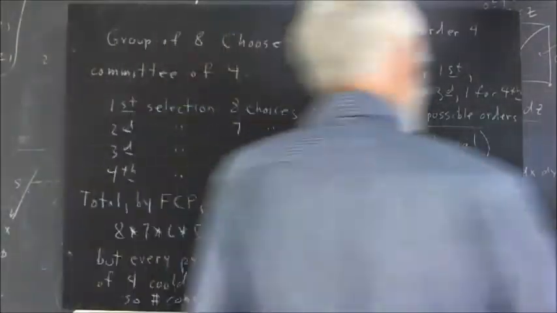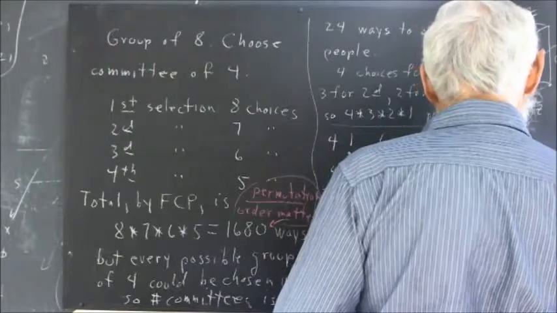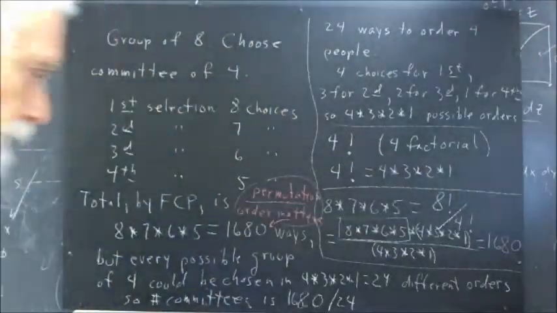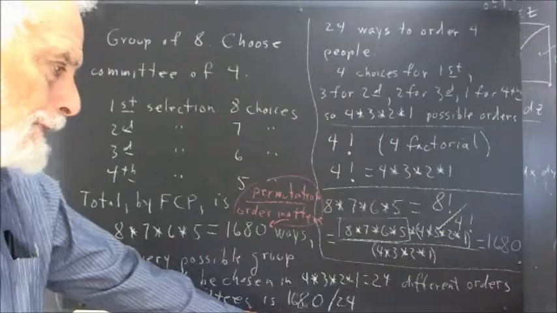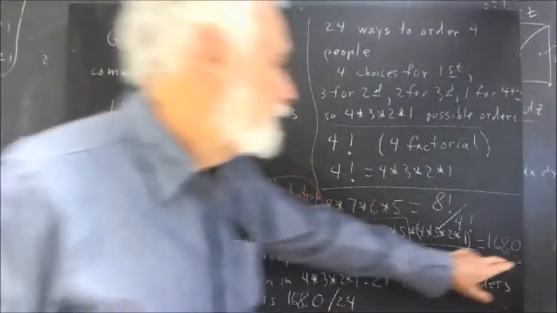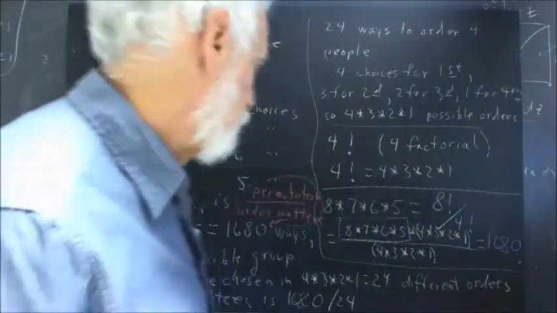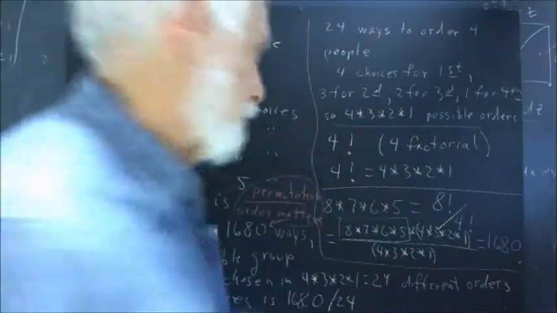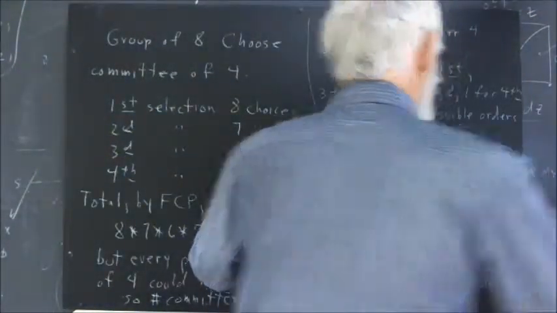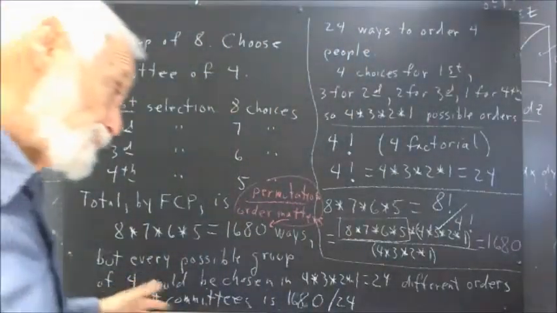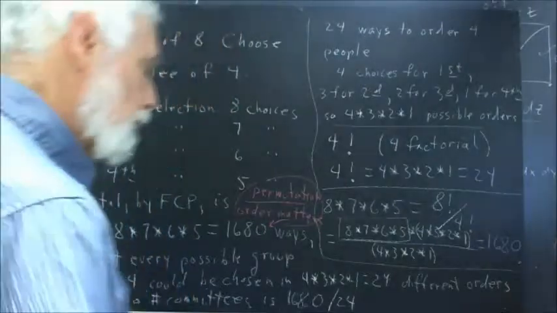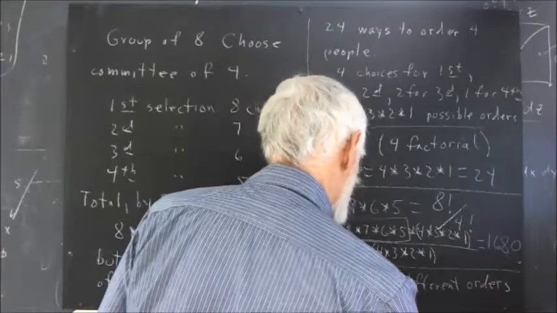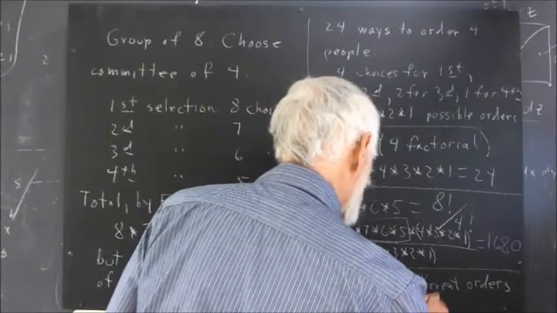And now, we've already calculated this. This is 1,680, if we wish. The 8 times 7 times 6 times 5 gives us 1,680. So the number of committees here, 1,680 divided by 24. 1,680 is 8 factorial over 4 factorial, and 24 is 4 factorial. And I can write that out here just to be sure we understand that. Okay, so this 1,680 divided by 24 is 8 factorial divided by 4 factorial.